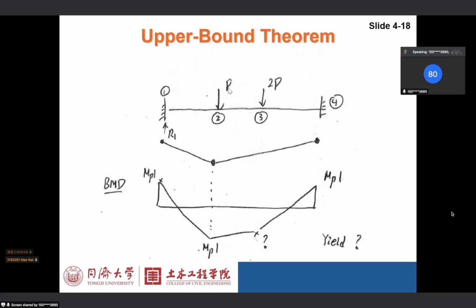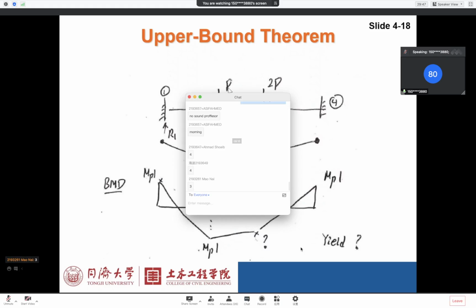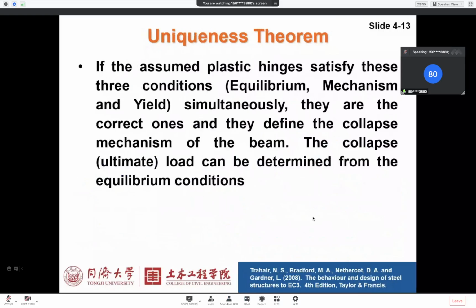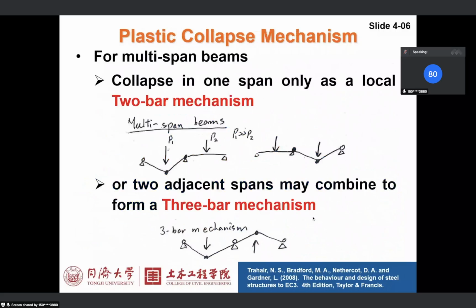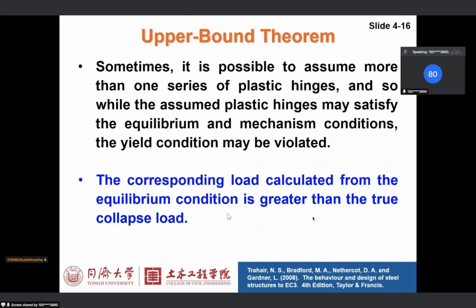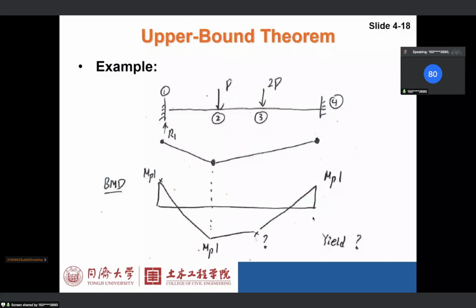Some people say it's 4. 4 is not right. It should be 3. Do you remember the two-bar mechanism? Even if there are 2 point loads, if it is a one-span beam, the final collapse is with 3 plastic hinges because of the two-bar mechanism. There is only one possible condition otherwise.